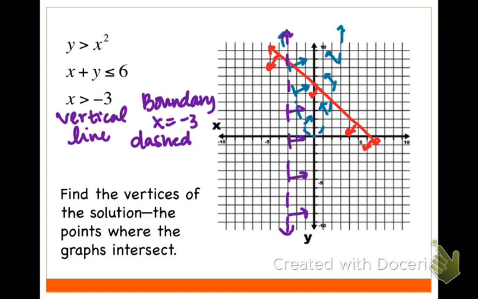So there's a lot going on here, but you can hopefully start to see where all three of these overlap. They are all going to overlap right in the middle. So inside the parabola, but underneath that red line. Let's see if I can get this to color nicely for me.